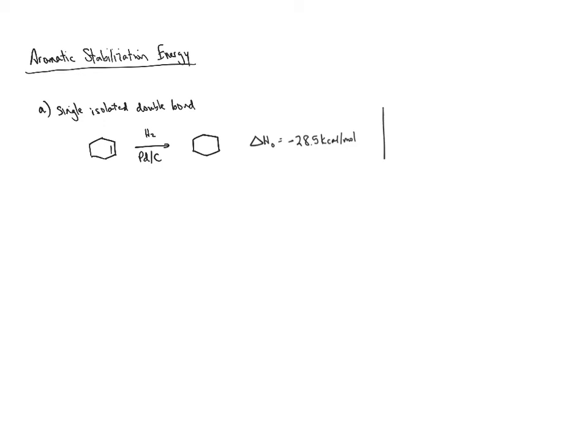Okay, so if we were to look at this from a reaction coordinate diagram, we can see this as meaning the products are much more stable than the reactants, and the difference between the products and the reactants is 28.5 kcals per mole. All right, let's take a step up here.